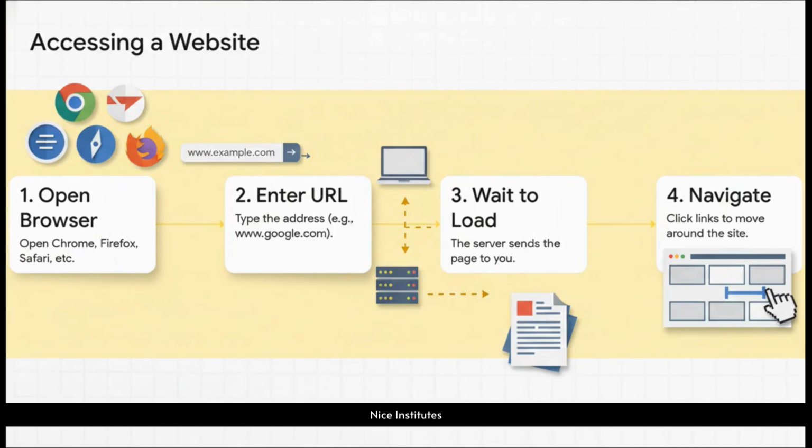You do this 100 times a day. First, you open up a web browser, Chrome, Safari, whatever. Then you type in the website's address, its URL, into that little bar at the top. Your browser then sends a request out to that web server we talked about. The server sends all the files back, and boom, the page loads on your screen. From there, you just click on links to get around.